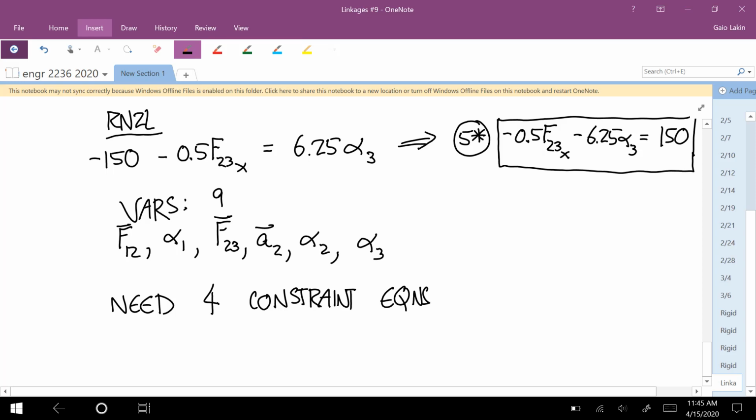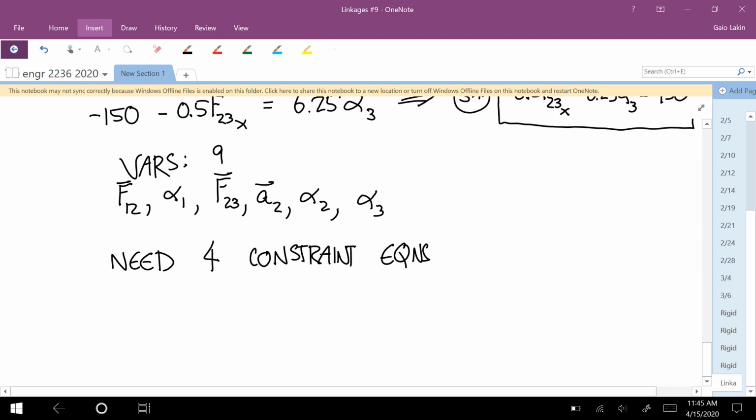Which is going to come in the form of 2 vector equations saying that accelerations agree for the 2 bodies at the joints. Okay, well, before we do that, we're going to have to figure out angular velocities. Okay, so these are acceleration constraint equations.